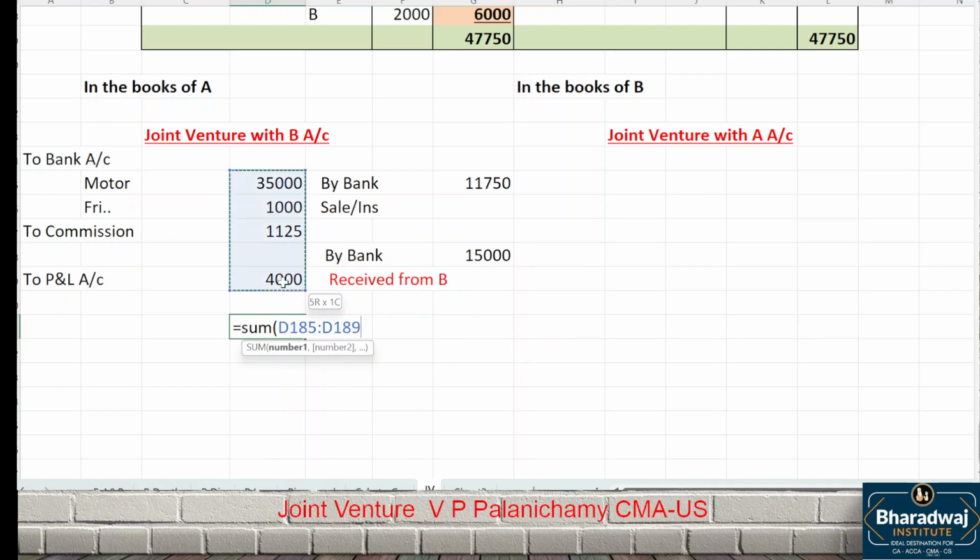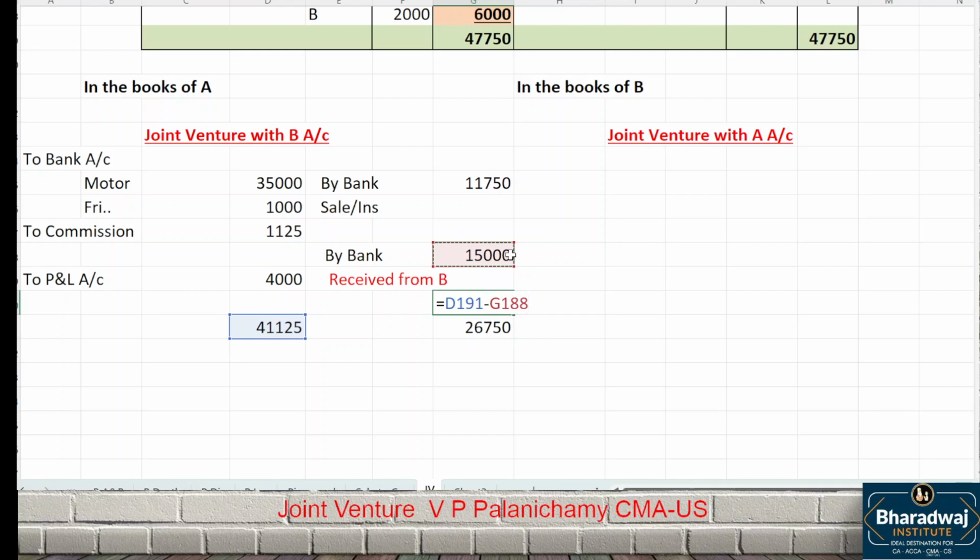The balancing figure will be collected. What is the balancing figure? 41,125 minus 15,000 minus what? 11,250. You will collect this by bank account balancing figure. The balance money will be collected after the completion of work.